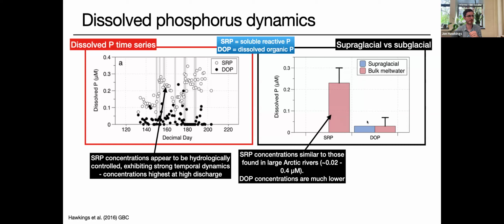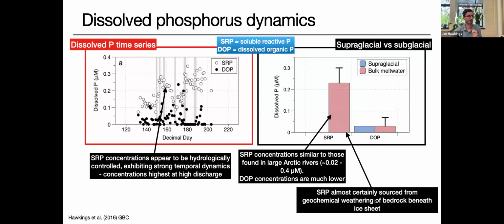Dissolved organic phosphorus concentrations are much, much lower, probably related to the amount of biological production in these glacial systems, which is generally quite low compared to places like the Arctic, where we have plants developing and higher order organisms. So there we are. Soluble reactive phosphorus is almost certainly sourced from geochemical weathering beneath the ice sheet. And that's that crushed bedrock interacting with that very dilute meltwater coming in from the surface.